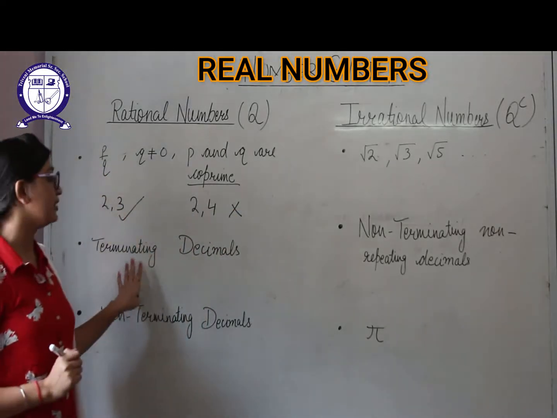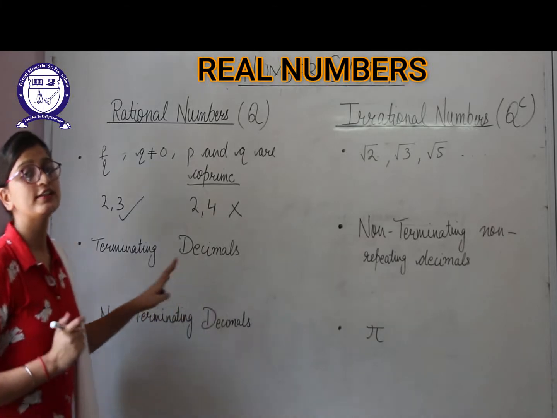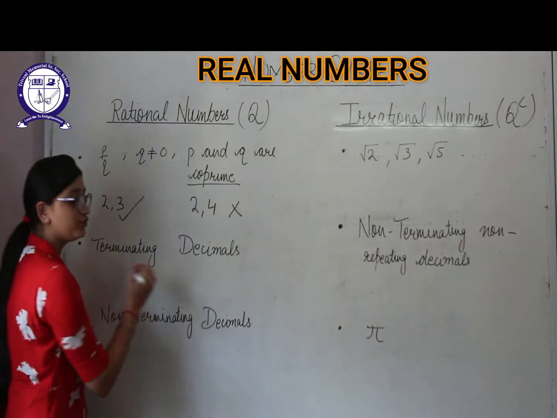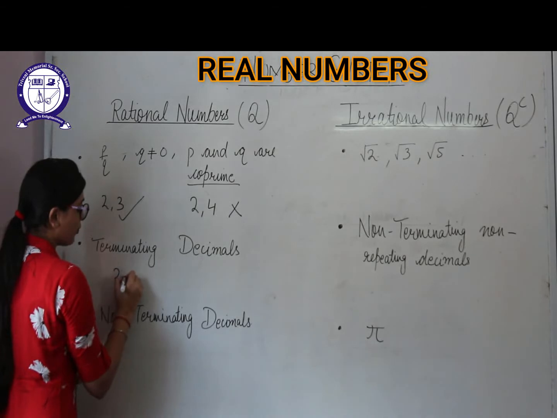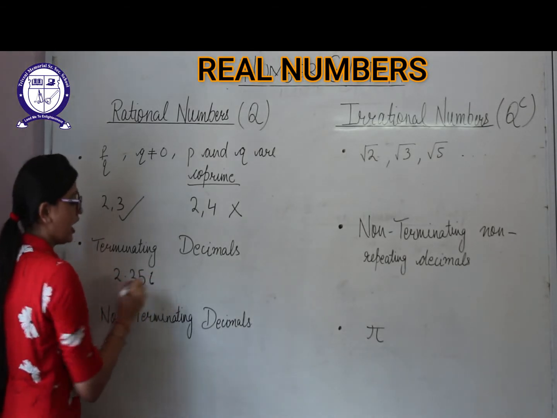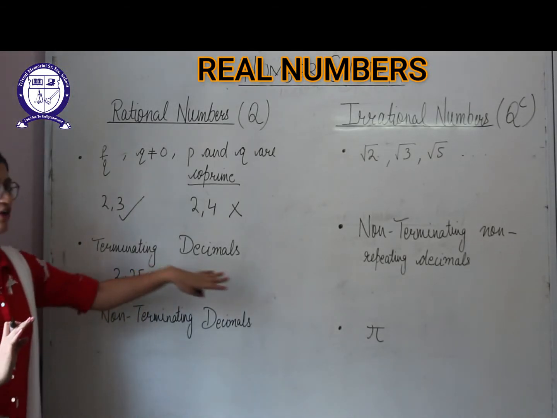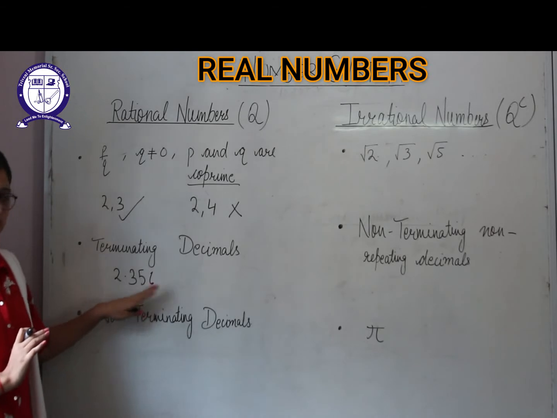Now the second form is terminating decimals. Terminating decimals are the decimals which terminate at some point, which end at some point. Like 2.356. And it doesn't go on after this. It stops at this one.